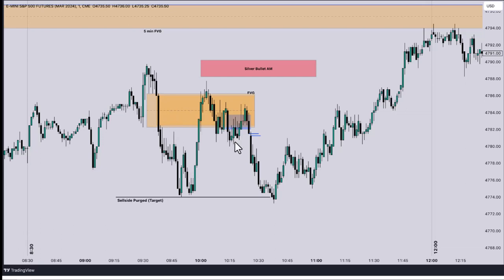This day I did take a trade. It worked out a lot better than I expected, because I was actually expecting it to go to this volume imbalance, as you notice here, but it didn't, which is great.